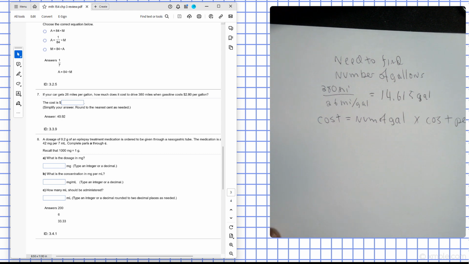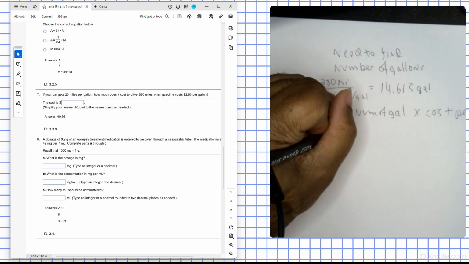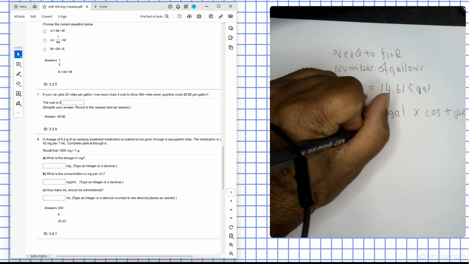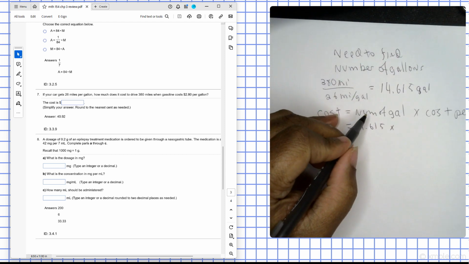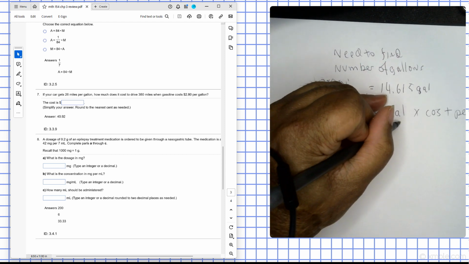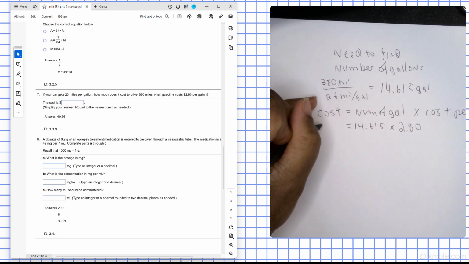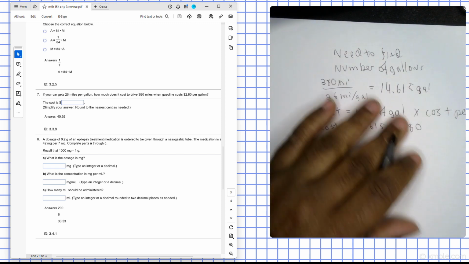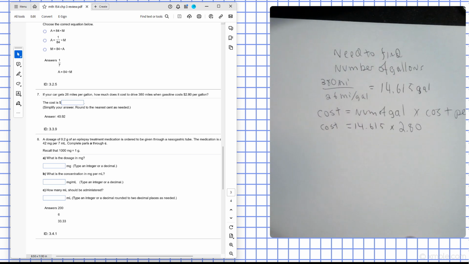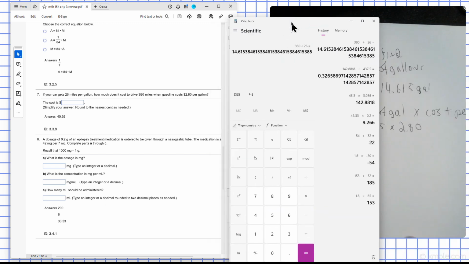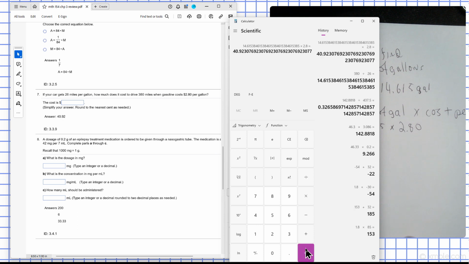All right. So the number of gallons is 14.615 times the cost per gallon, according to the problem, which is $2.80. So you can find the cost there. Multiply that out. We have the number of gallons here, and multiply it by 2.80. And we get $40.92.